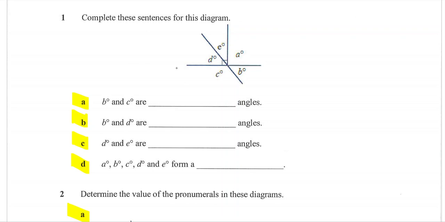So what do we call them? They are something angles. Yeah, we probably could use the word straight, or the other word would be supplementary. Supplementary. So I'd accept either of those.